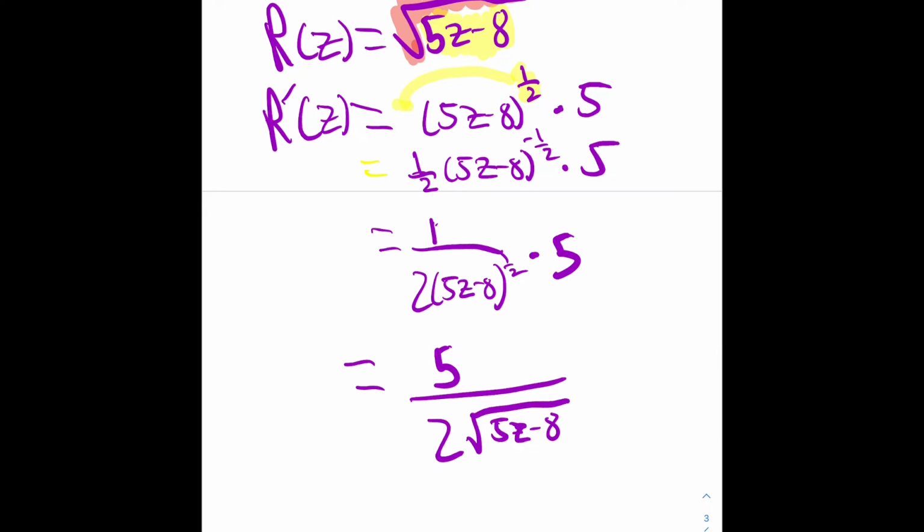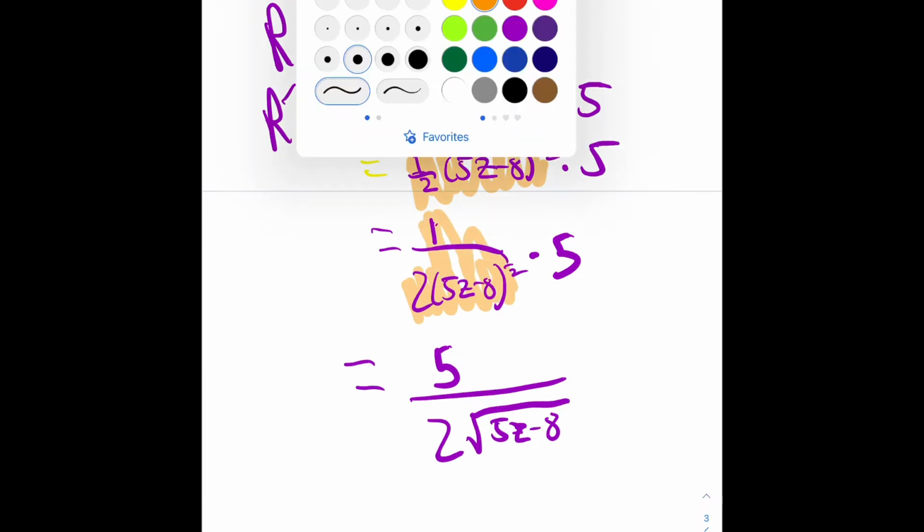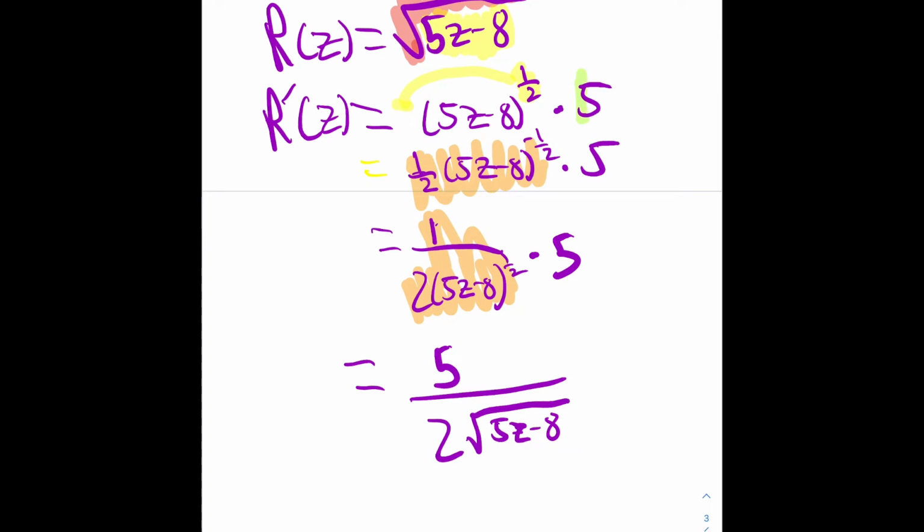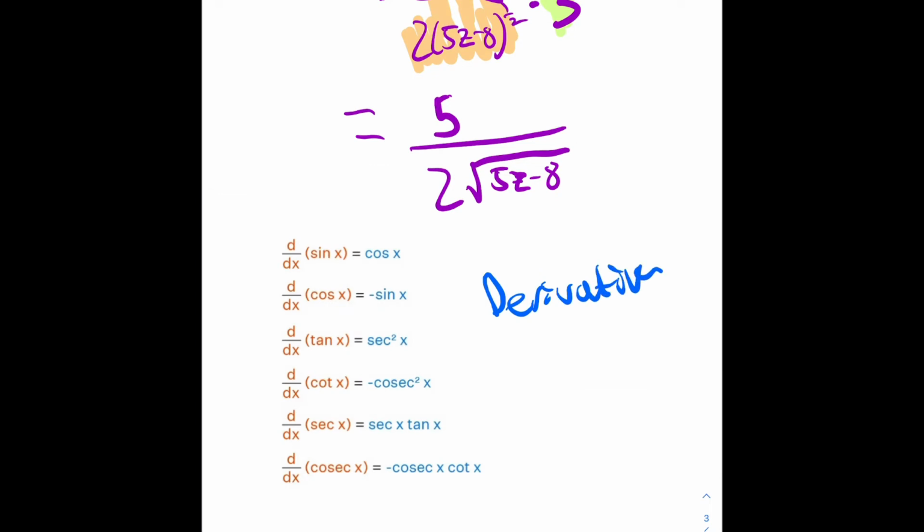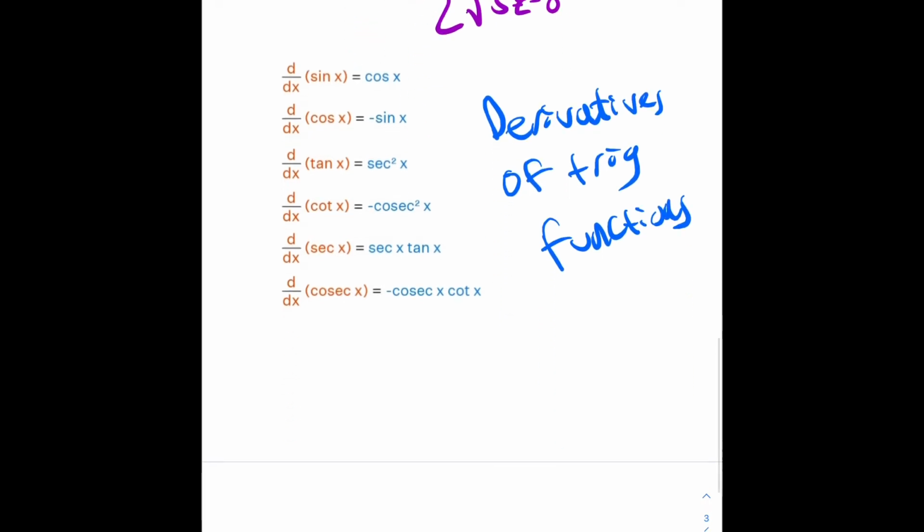So basically, if we wanted to put some words to this, this is the derivative of the outside function, simplified. This was the derivative of the inside function, and then eventually we had to combine the derivative of the outside and the derivative of the inside. All right, I wanted to remind you of the derivatives of trig functions. So just have these written down, have these with you as you're working through some of these problems.